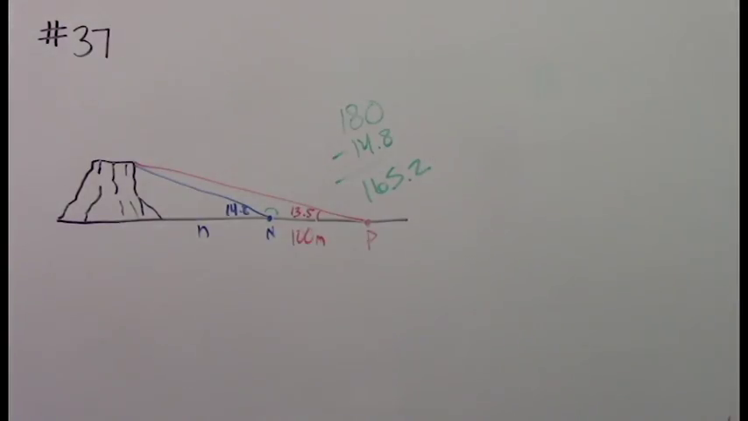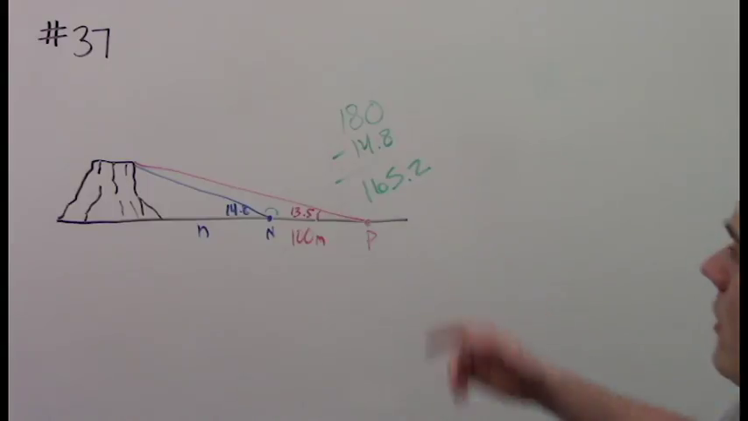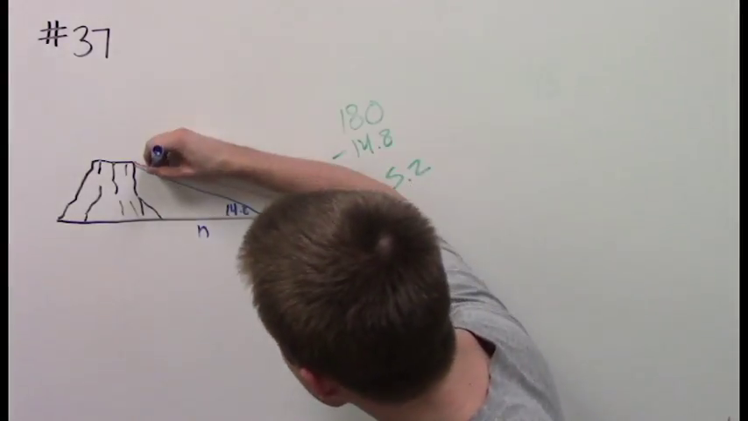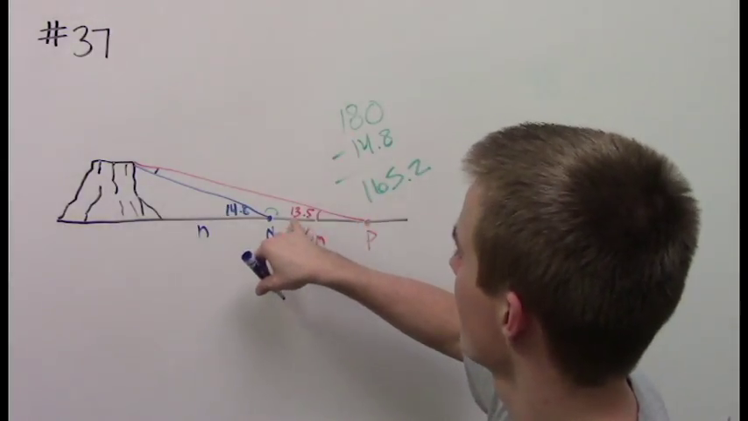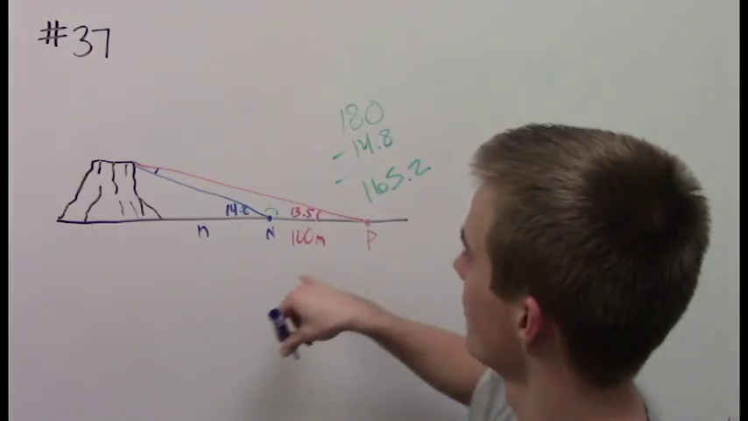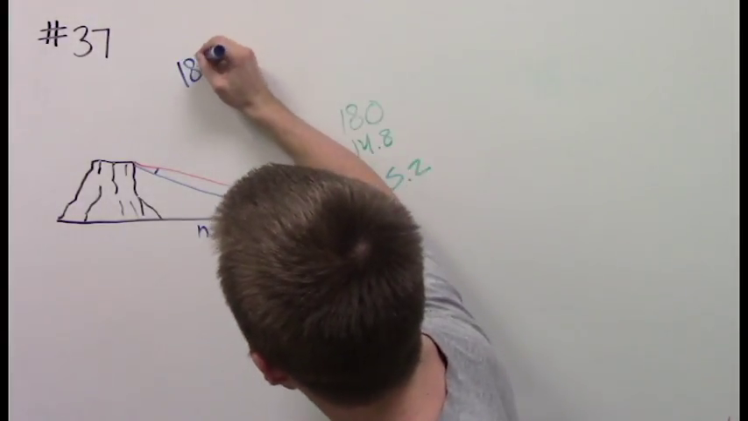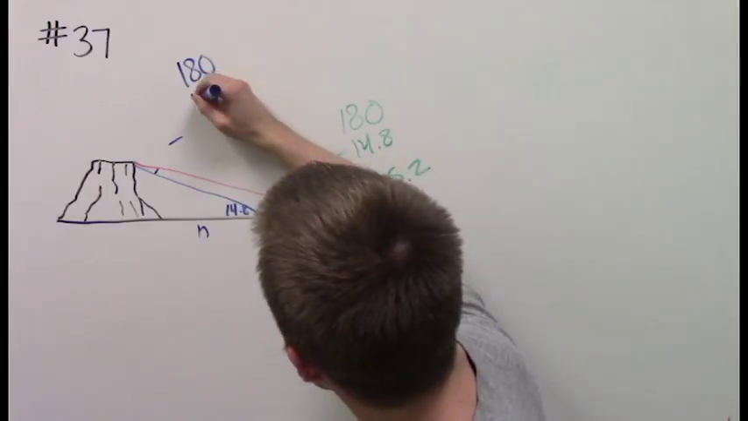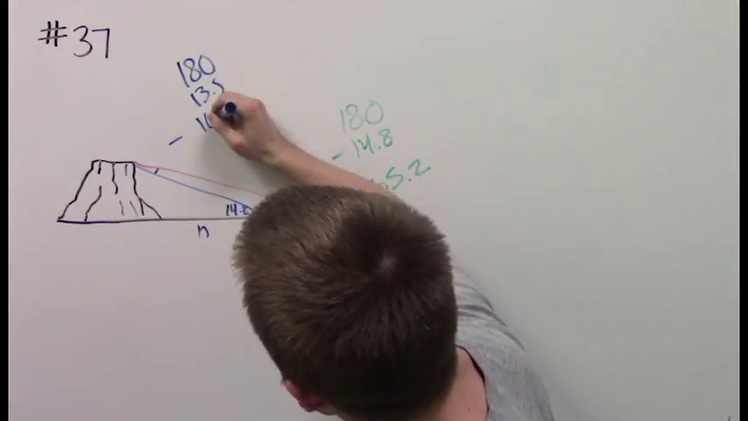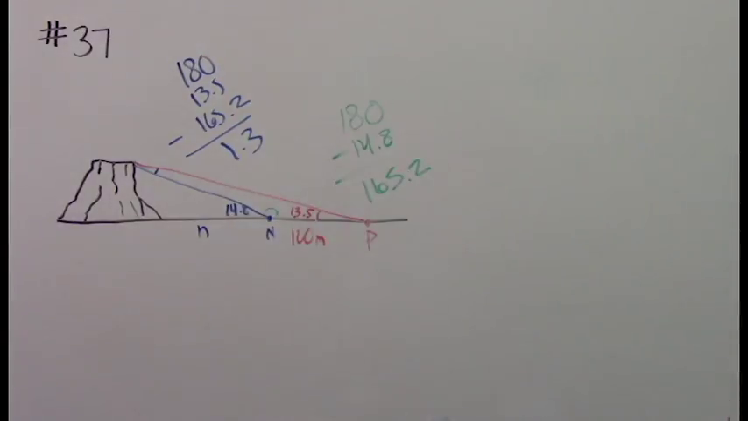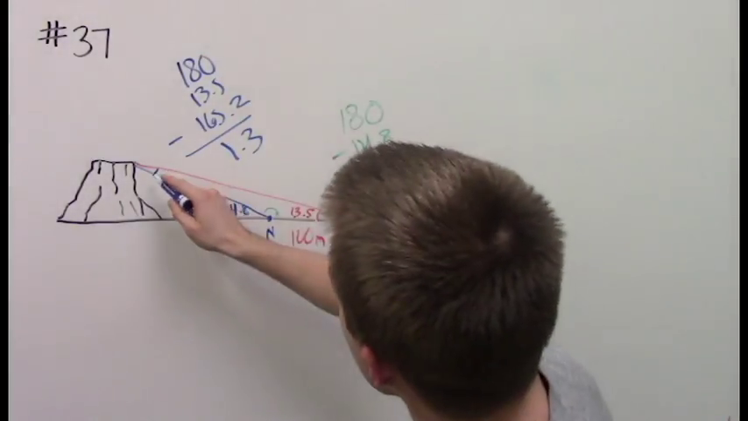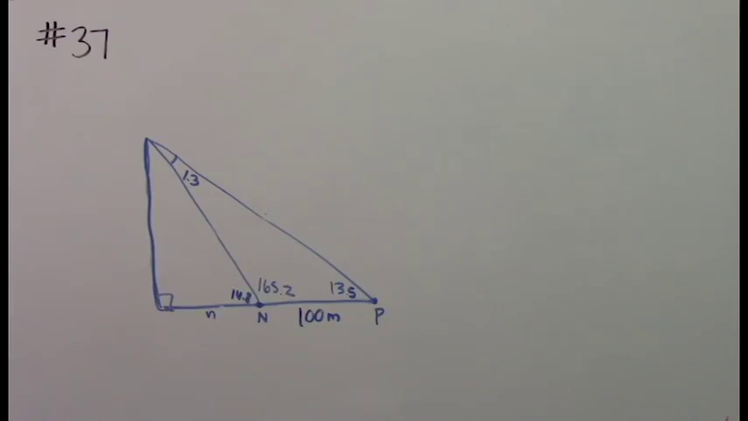Now, because we know that the three angles of a triangle add up to 180, we can calculate this angle right here. And all we're going to do is take 180, subtract 13.5, and then subtract 165.2. So we'll go 180, subtract 13.5, and 165.2. And that leaves us with 1.3. So we know that this angle is going to be 1.3. So now that we calculated the three angles in this first triangle, I redrew it so that it'd be a little bit easier to read.